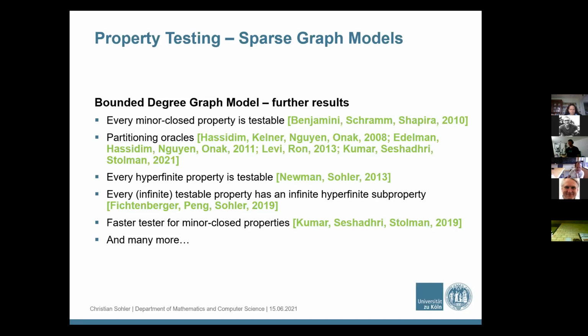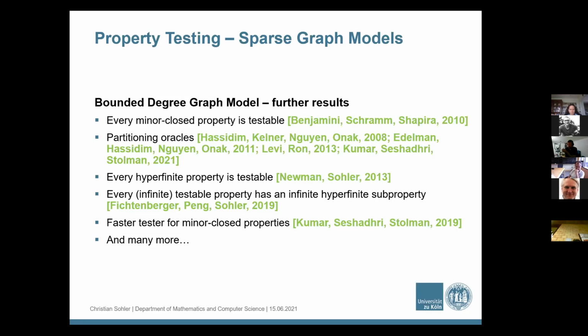Then Hassidim, Kelner, Nguyen, and Onak introduced partitioning oracles, which is a tool that allows you to get sublinear time access to such a partitioning of planar graphs. And there was a lot of follow-up work that improved the running times of these partitioning oracles, with a recent result by Kumar, Seshadhri, and Stolman, who got the first polynomial time partitioning oracle for minor closed graphs.